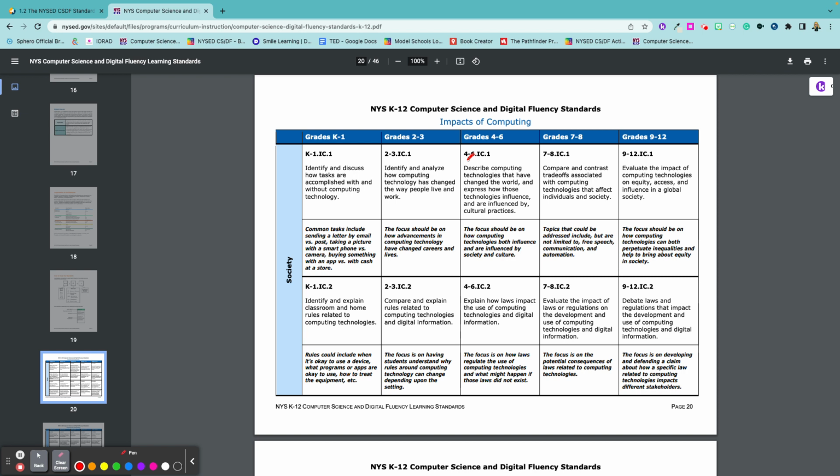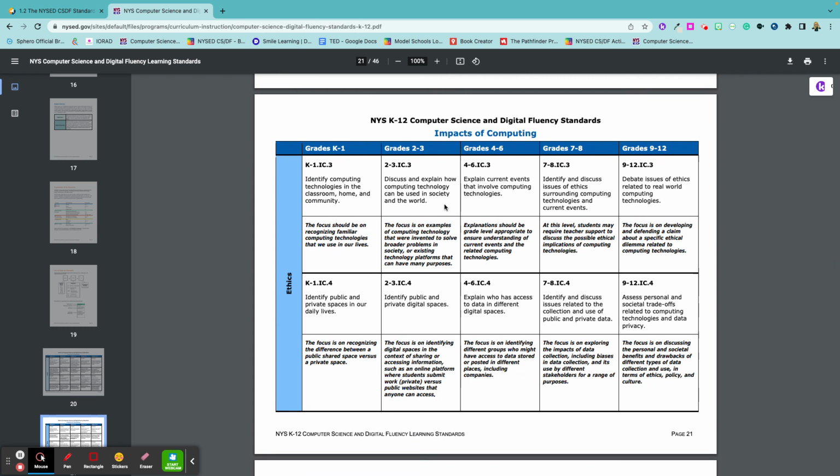So we're going to look at this first standard, 4 through 6, impacts of computing 1. Here we're going to describe computing technologies that have changed the world and express how those technologies influence and are influenced by cultural practice. Here the focus should be on how computing technologies both influence and are influenced by society and culture. For the second standard, we're talking about explaining how laws impact the use of computing technology and digital information. The focus here is really on those laws and the regulations that we have in place and what would happen if those laws did not exist.